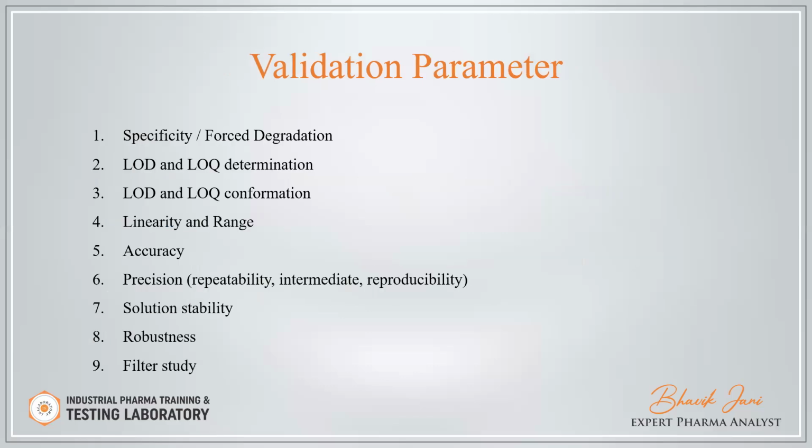What are the parameters of method validation? Before starting any method validation, we have to start with the specificity study. Whenever we start the method validation, first we have to start with the specificity study. Then LOD and LOQ determination. Then after the determination, we have to confirm the LOD and LOQ. Then perform linearity and range, accuracy, precision, solution stability, robustness, and filter study.